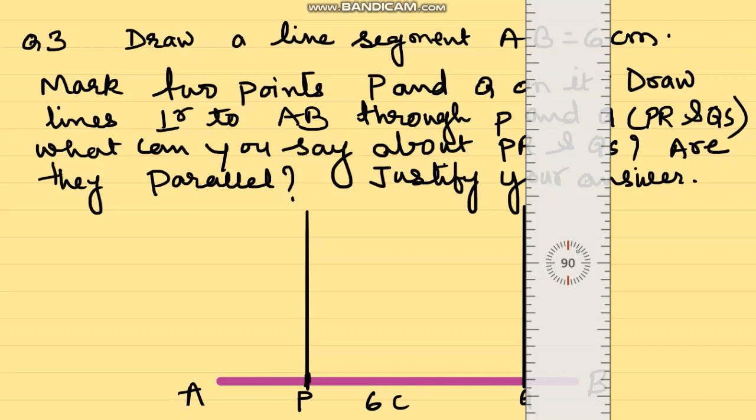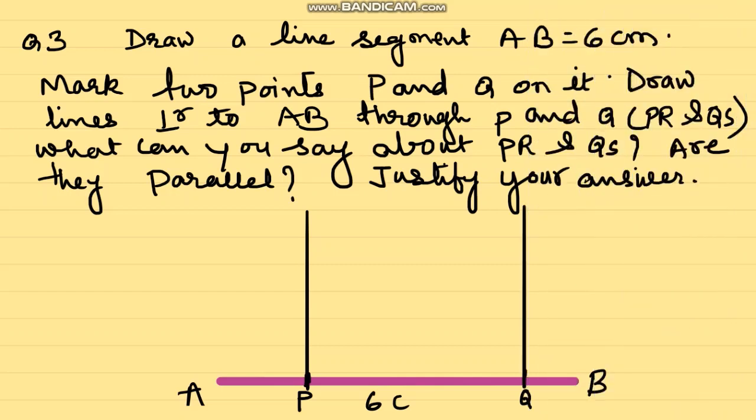Now children, what is given, you just try to understand here. See, draw a line perpendicular to AB through P and Q, and those two lines should be named as PR and QS. So let us say that this is PR and this is QS. Okay. So we have AB, one line of 6 centimeters. We have taken one point P and one point Q on AB, and from P we have drawn a line perpendicular to AB, and from Q also we have drawn a line perpendicular to AB.